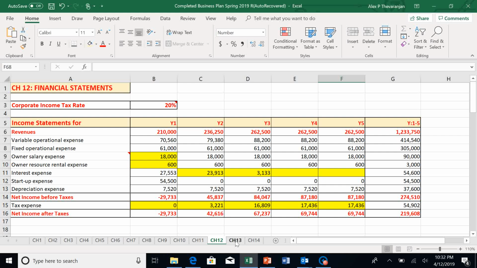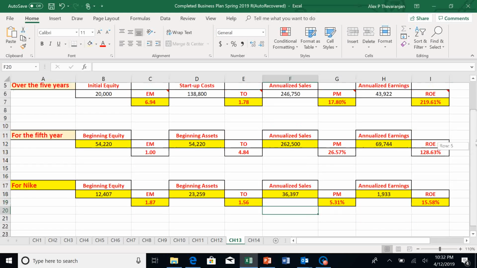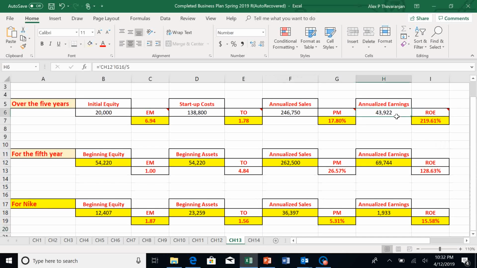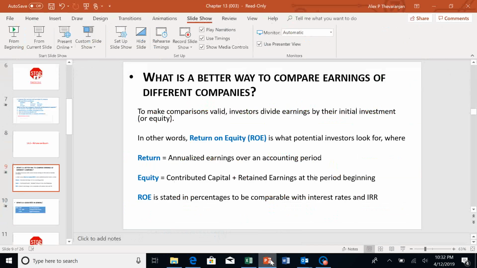So when we do this for the whole 5 years, that's what we are doing. We are taking the 5 years, dividing by 5 to annualize it, right? And then the initial equity is what you have at the beginning of the period, and that is contributed capital plus retained earnings. Unless you are doing it for all the 5 years, then at the very beginning it was only contributed capital because there was no retained earnings. Okay.